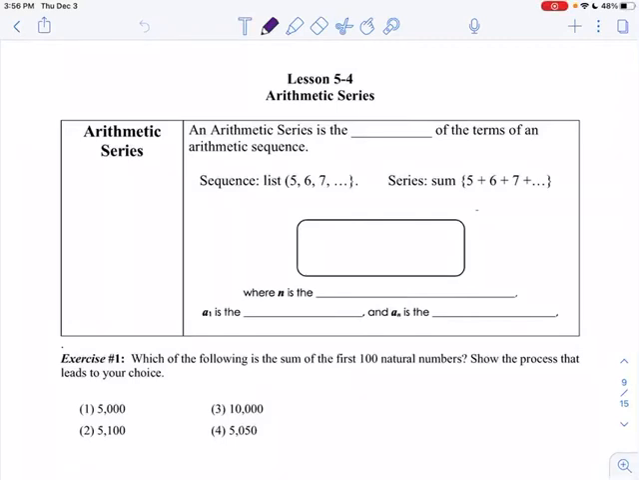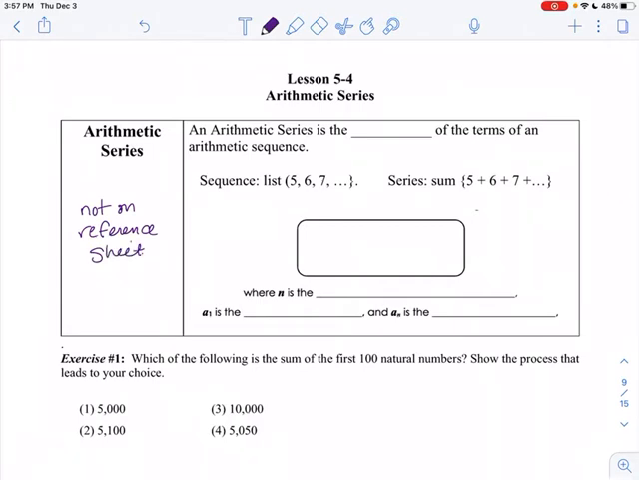Hi, Algebra 2. This is Unit 5, Lesson 4, and today we're doing our arithmetic series. So I just want to point out that this is not on the reference sheet. On the Regents, you do get a reference sheet, and this formula is not on there. There are some other formulas that I will point out.